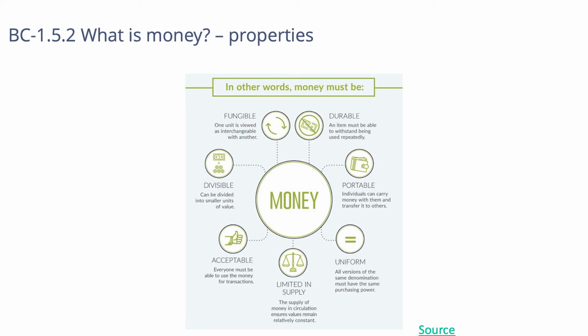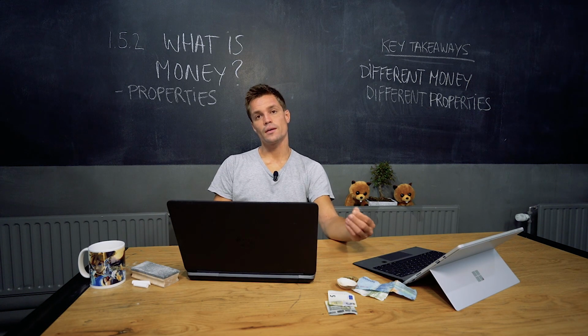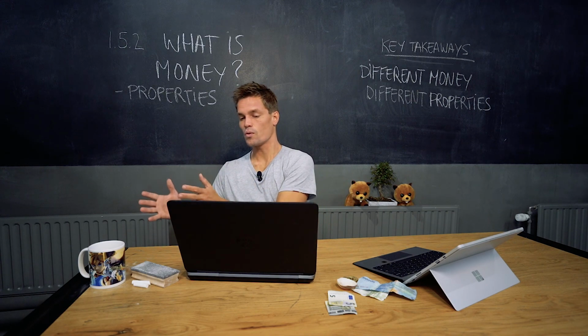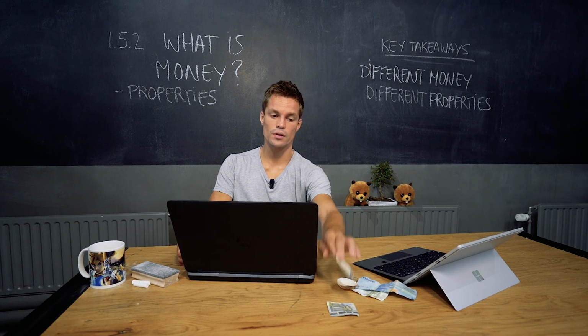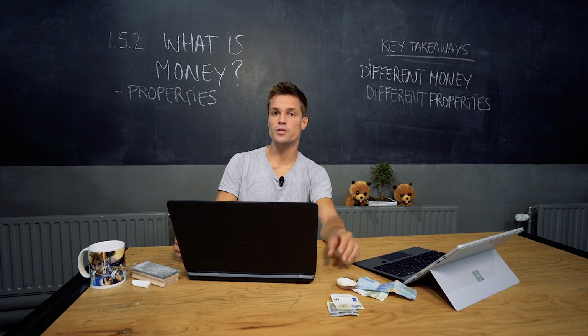And the last one, but not the least, of course, it should be interchangeable. So you should be able to exchange these notes with each other, or the Bitcoins, the unspent transactions with each other, as I will later on teach you. But basically, one unit should be viewed as interchangeable with another. So you can actually start exchanging the money. So if you pay with €5, you will receive €2 back if you bought something with €3.